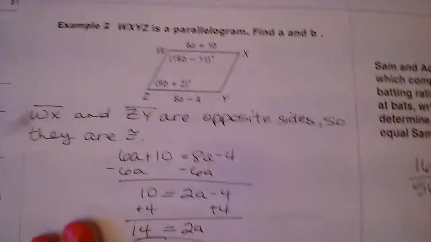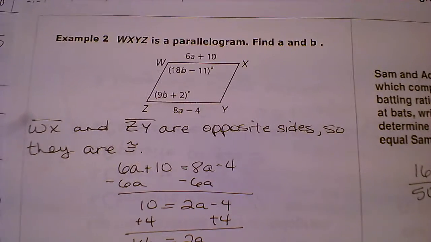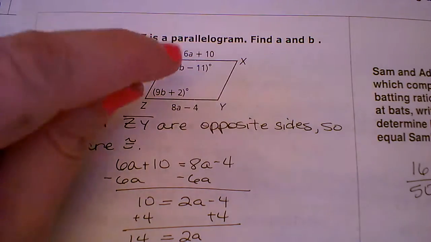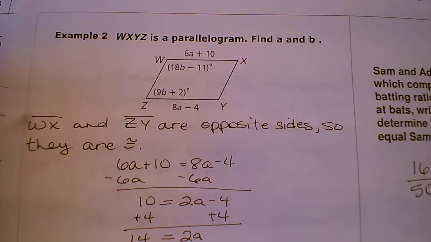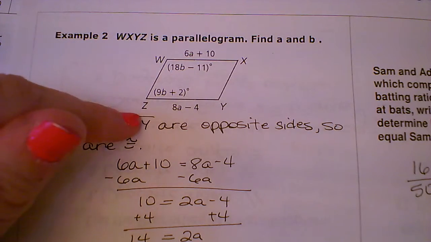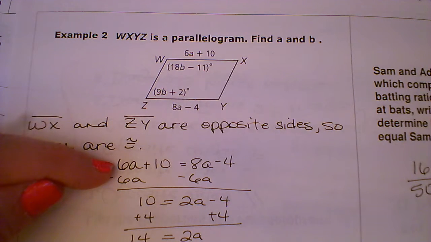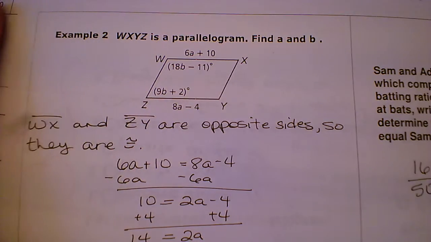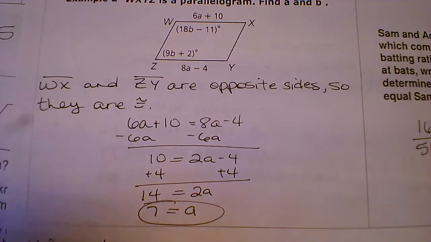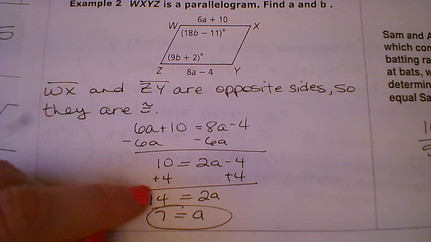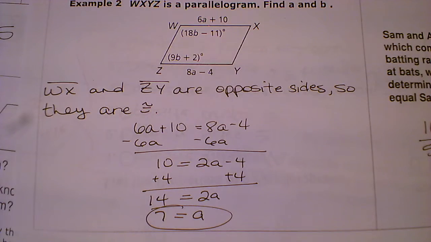Now, the next problem is where we're solving for a variable using the properties of parallelograms. So noticing here, the expressions that have A in them represent opposite sides in that parallelogram. So because they're opposite sides, they're parallel and they're congruent. But if they're congruent, that means their measures are equal. So I set 6A plus 10 equal to 8A minus 4. And then solving for A using algebra, we get that A equals 7. So subtracting 6A from both sides, then adding 4 to both sides, 2A equals 14. Dividing by 2 gives me A equals 7.